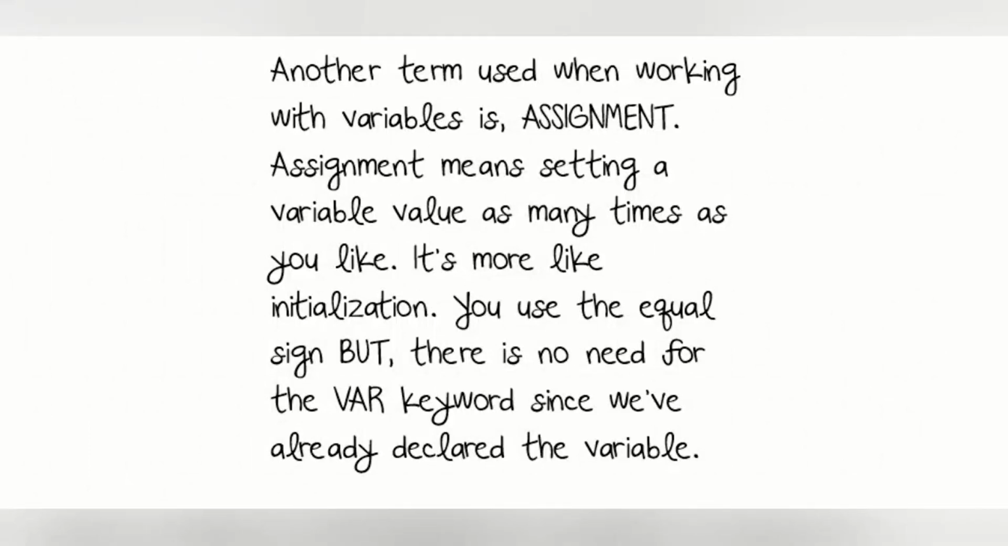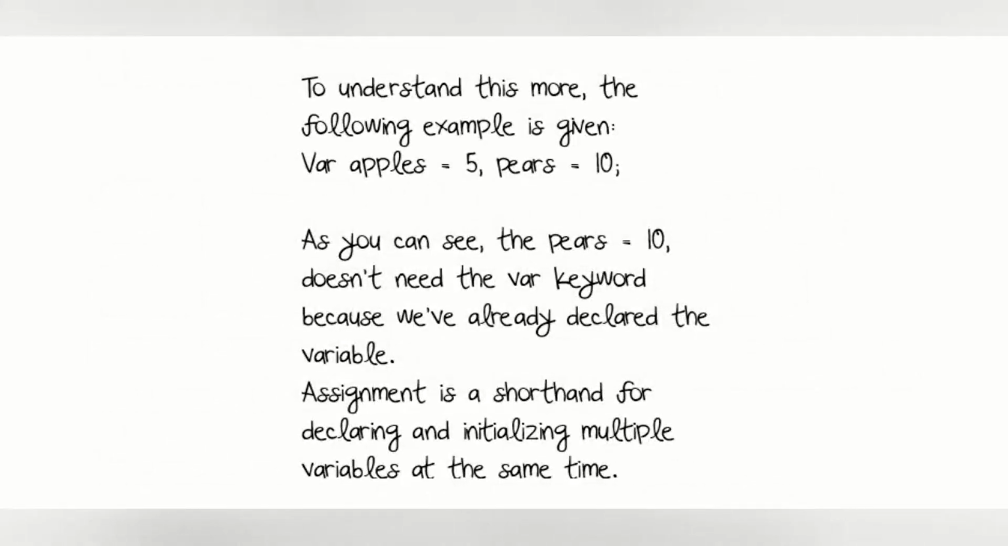Another term used when working with variables is assignment. That means setting a variable's value as many times as you like, more like initialization. You use the equal sign, but there is no need for the var keyword since we've already declared the variable once. To understand this more, the following example is given: var apple equals 5, pear equals 10. As you can see, the pear doesn't need a var keyword because we've already declared the variable.